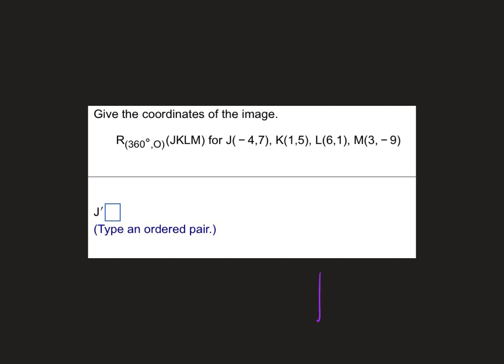360 degrees. So if I started in quadrant 1 and I went 360 degrees counterclockwise, I end up at exactly the same spot because it is a full circle. So these are all the same. Nothing changes.